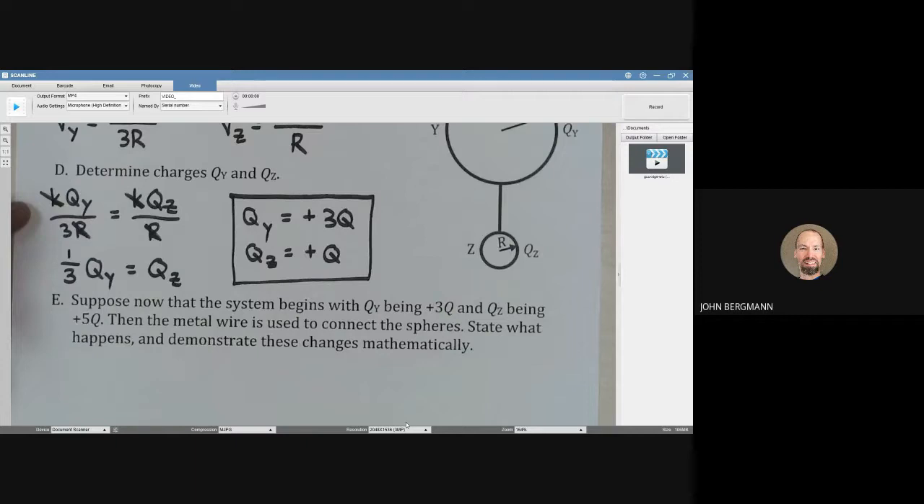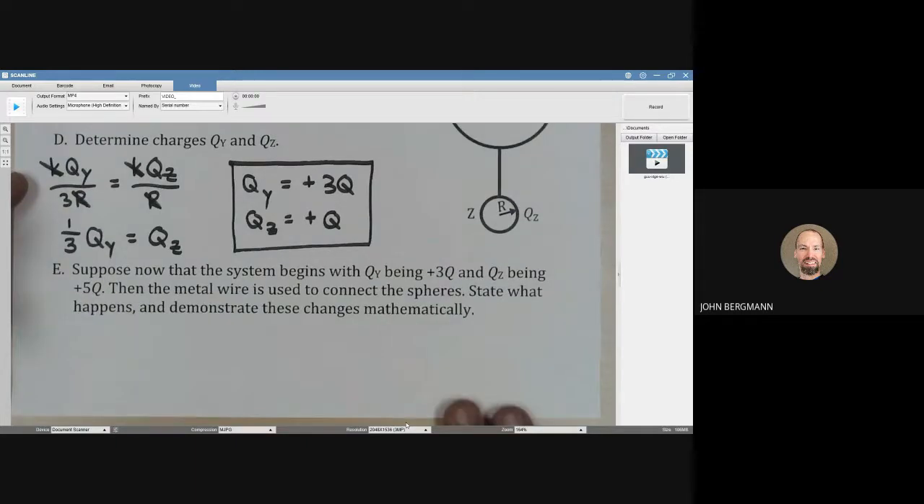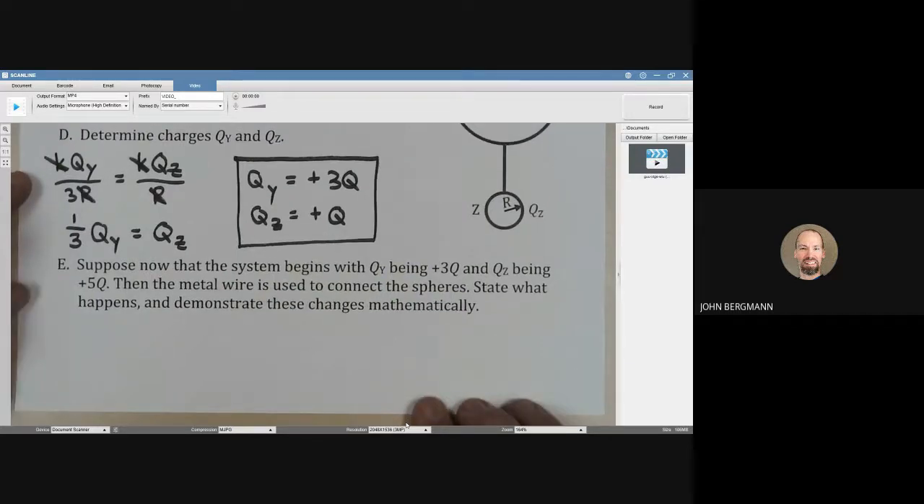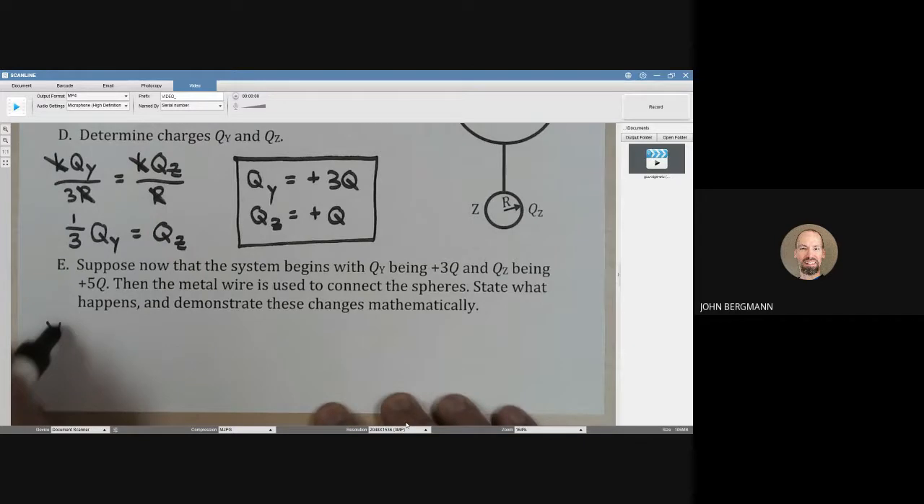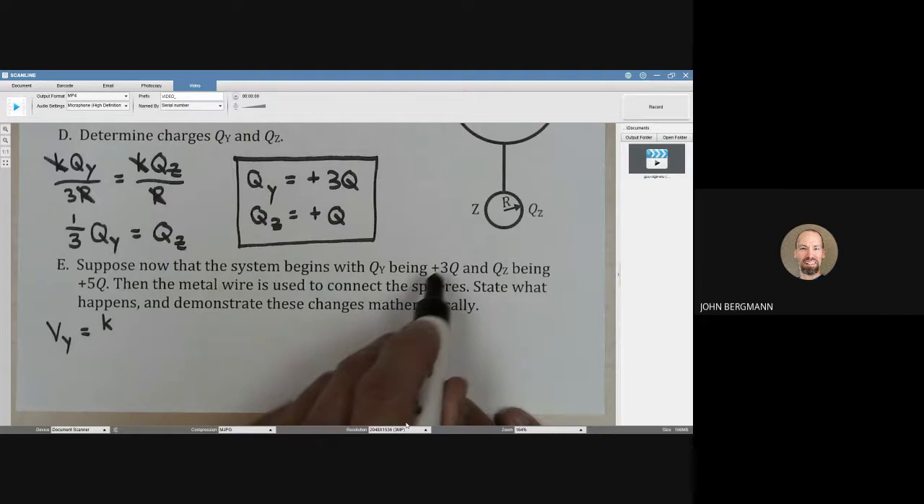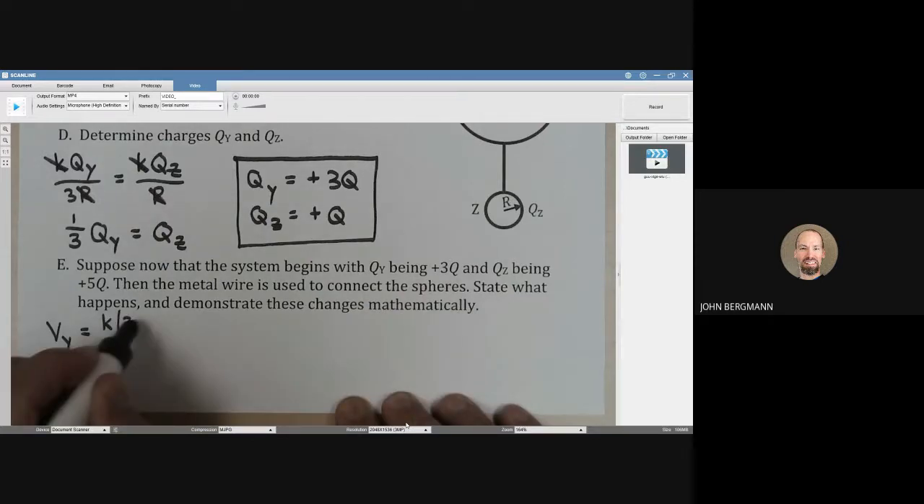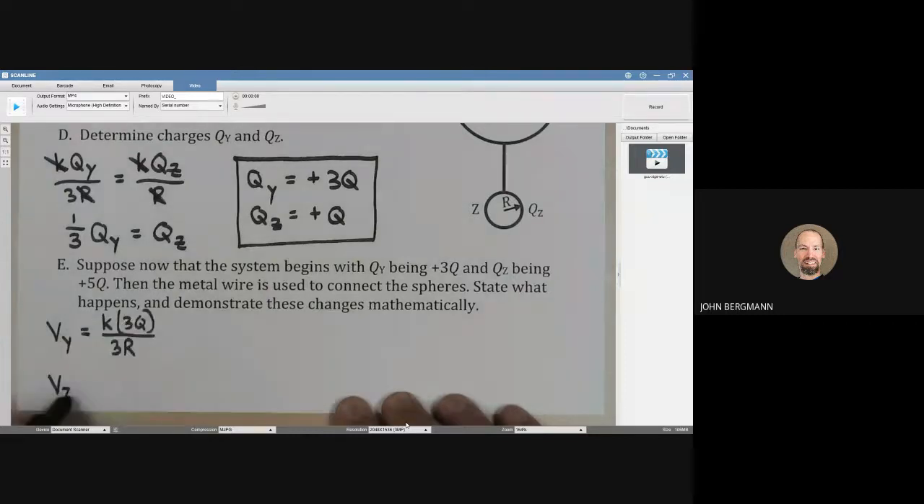Suppose now that the system begins with qy being plus 3q and qz being plus 5q, then we connect them with a wire. What's going to happen? Let's figure it out. Before we connect them, Vy is going to be k times qy, which is 3q, divided by the radius. The radius of y is 3r. And Vz, before we connect these with the wire, is going to be k times its q, which is 5q, divided by its radius, which is just r.